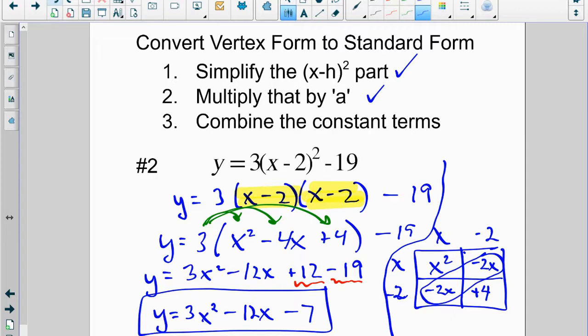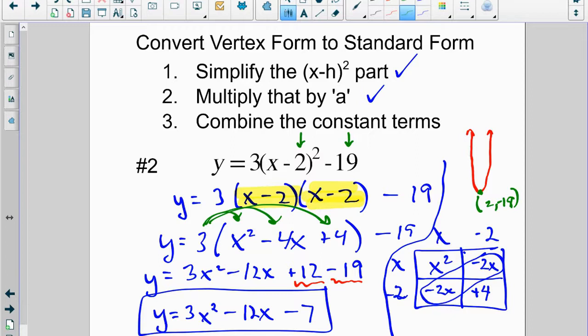So if I were to draw a sketch of that, my regular graph would look something like that, kind of wider. But this one would be kind of stretched a little or pushed a little bit in because a was 3. And my vertex right at the bottom is a minimum. And if I use my values from vertex form, x minus 2, so 2 is the x coordinate, and then it ends with minus 19. So my vertex is at 2 comma negative 19. It opens upward and has a y-intercept of negative 7.